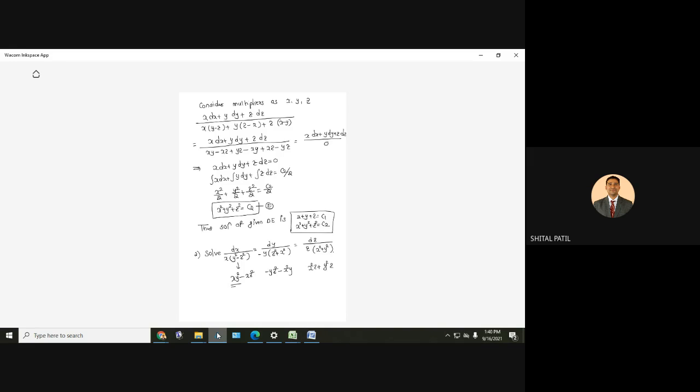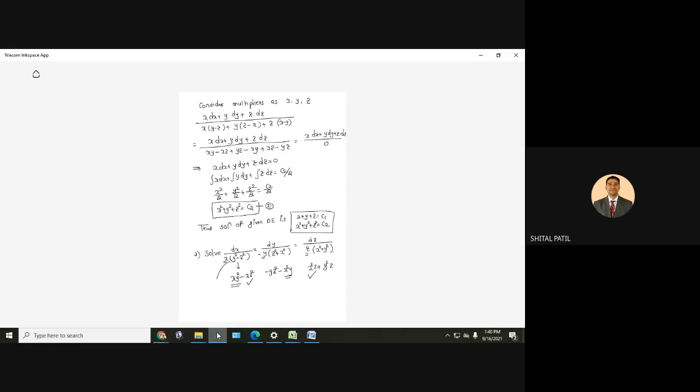See the term in xy. This is an xy term, this is an xy term. Can they cancel? No. One is xy square and the other is x square y. Now can we cancel the xz term? No. So their degrees should be the same. Suppose somehow I am able to remove this x, this y and this z.